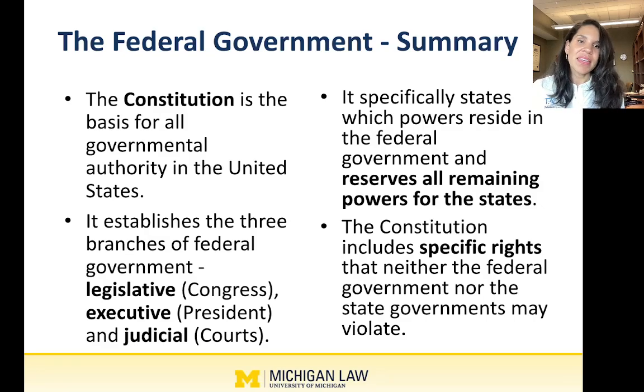And then finally, the Constitution ends with a series of amendments. The first 10 amendments are known as the Bill of Rights. Those are specific rights for citizens and residents of the United States that neither the federal government nor the state government may ever violate. So even if they have the power to regulate in a specific area given to them by the Constitution, they cannot regulate in a way that would violate anything that's protected by those bills of rights.